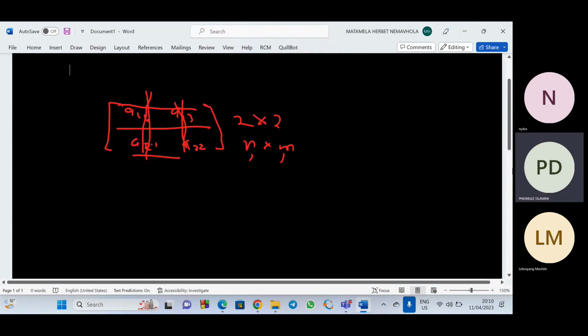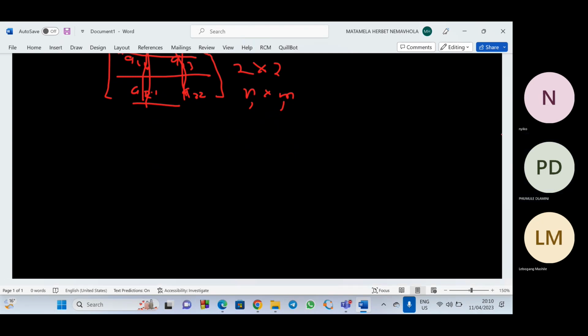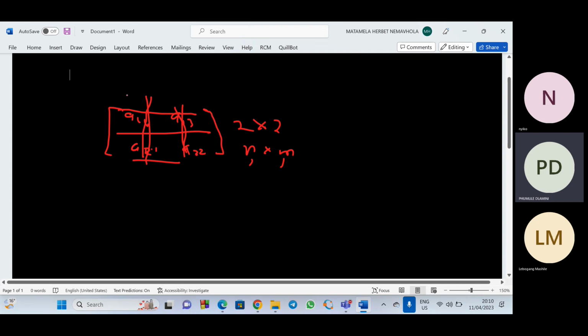So when you have this matrix here, it can be composed of numbers. The entries can be maybe A1 or A2 like that. Sometimes it can be X and Y. It depends on the type of matrix that you're going to work with.